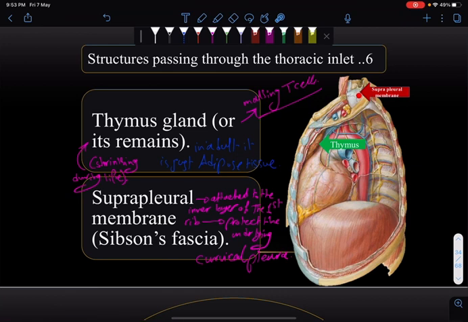And the suprapleural membrane. Supra means above, pleural means the cervical pleura, which was coating the apex of the lung. So this membrane we call Sibson's fascia. It is a thick fascia attached to the inner layer of the first rib.